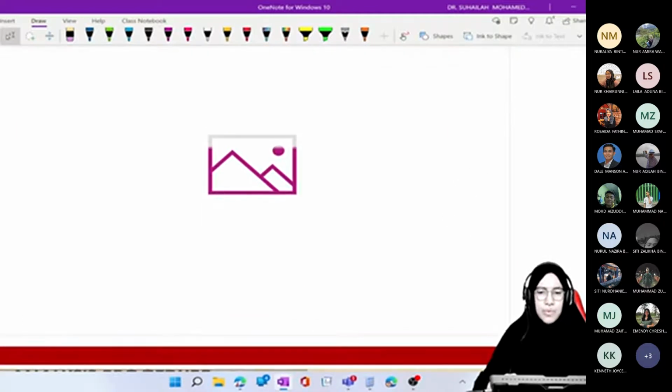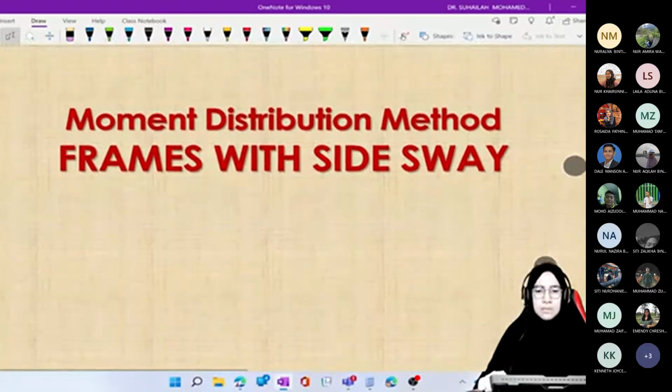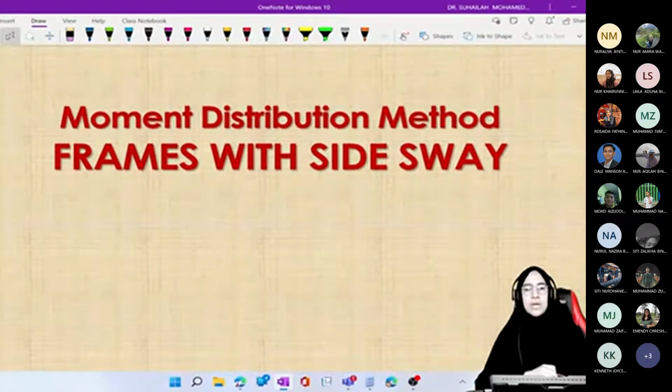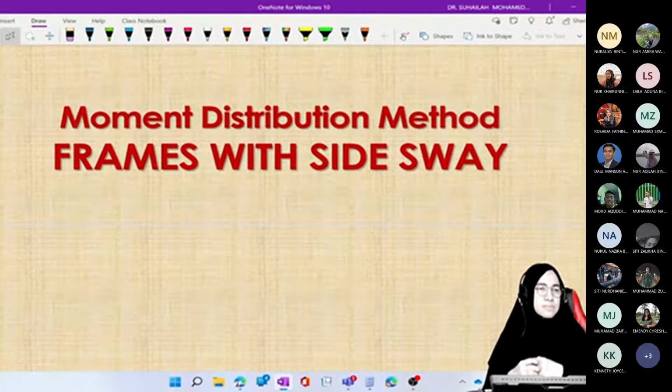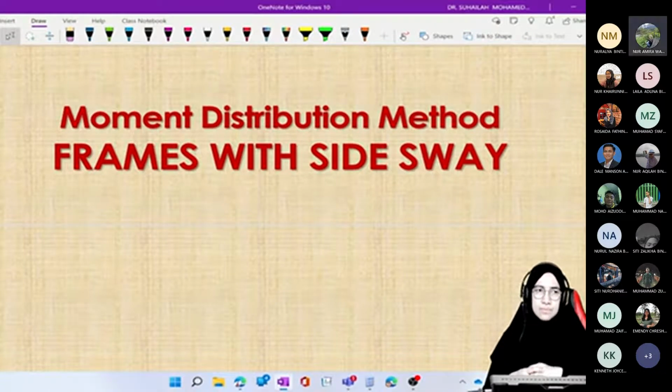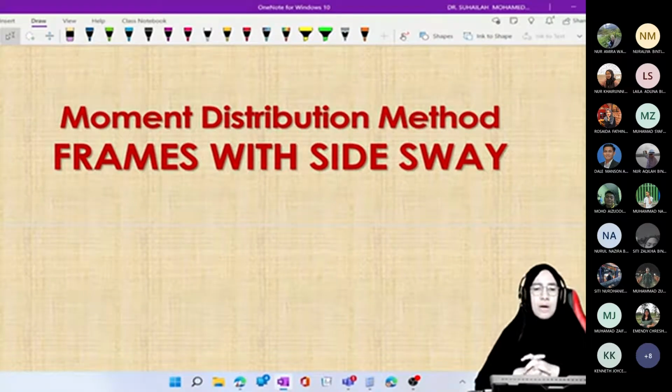Do you have any question yet? We want to move to this right now, moment distribution method for frame with sidesway. Before I move further, do you have any question? Do you? So far, no, doctor.